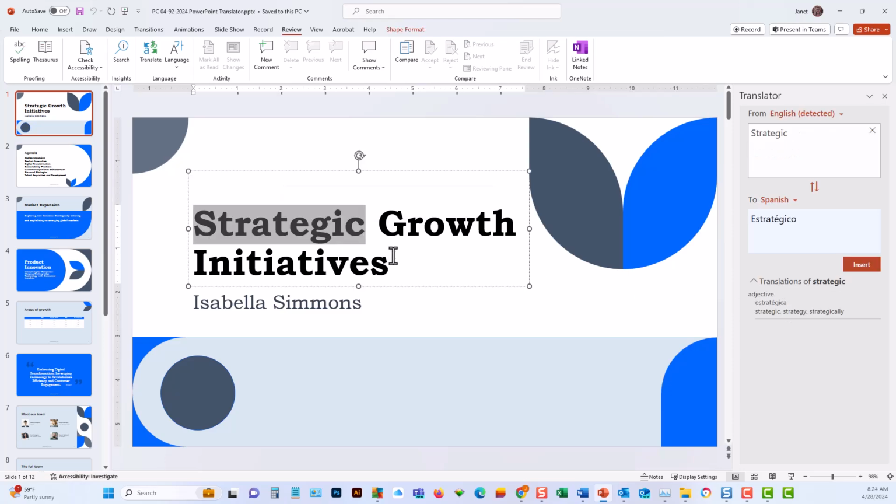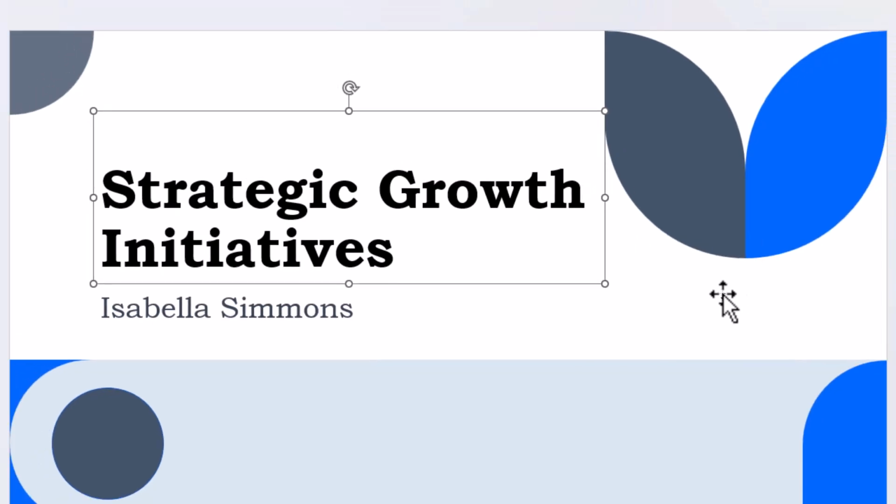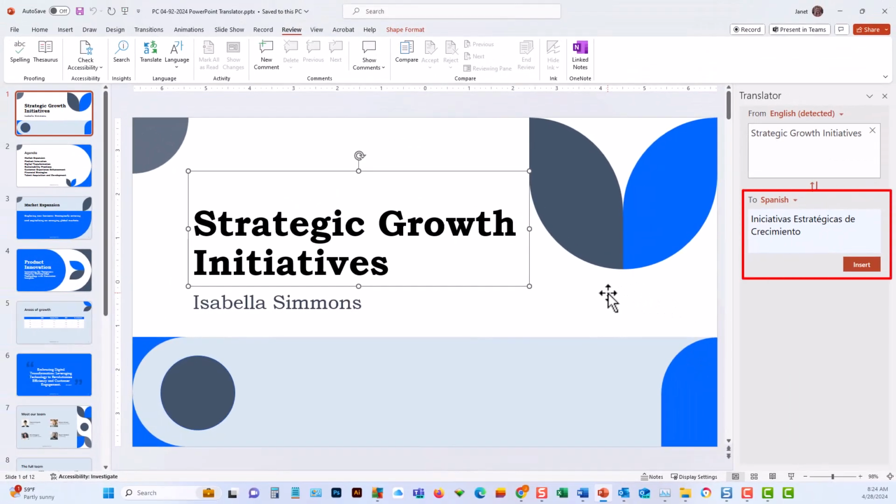You can translate specific words by selecting the words, or if you want everything in the text box, click on the dashed line of the text box and notice it becomes a solid line. And notice to the right, the translation tool has translated Strategic Growth Initiatives to Spanish.